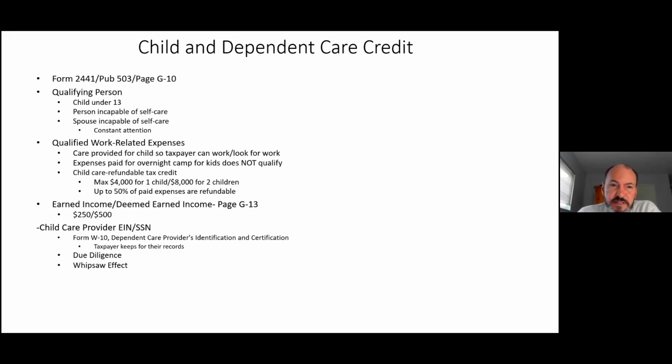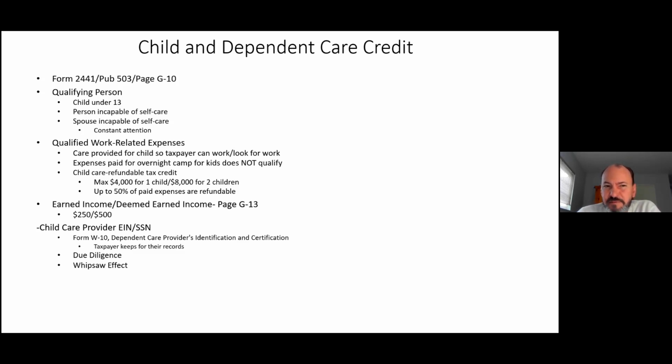And when you're talking about incapable of self-care, if you jump into Publication 503, it talks about they're unable to cook for themselves, they're unable to clean themselves, and things like that. So basically, they need constant attention. And if they meet that particular definition, then if you're paying someone to watch that individual, typically it might be an adult, and you're paying so you can go to work, that's part of your qualified work expenses.